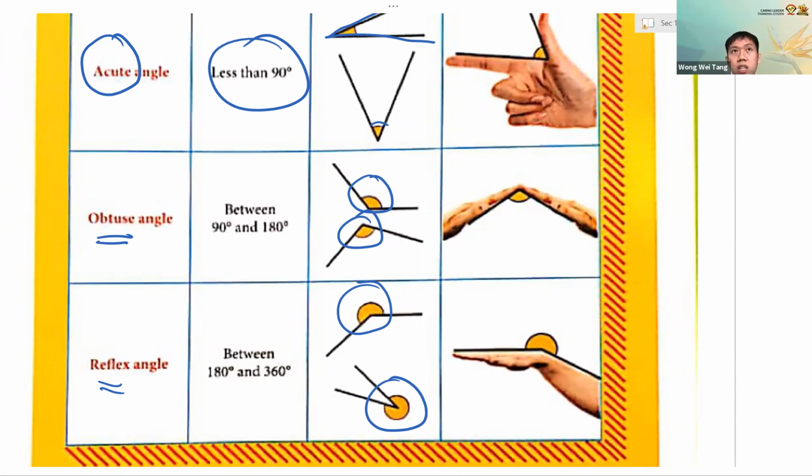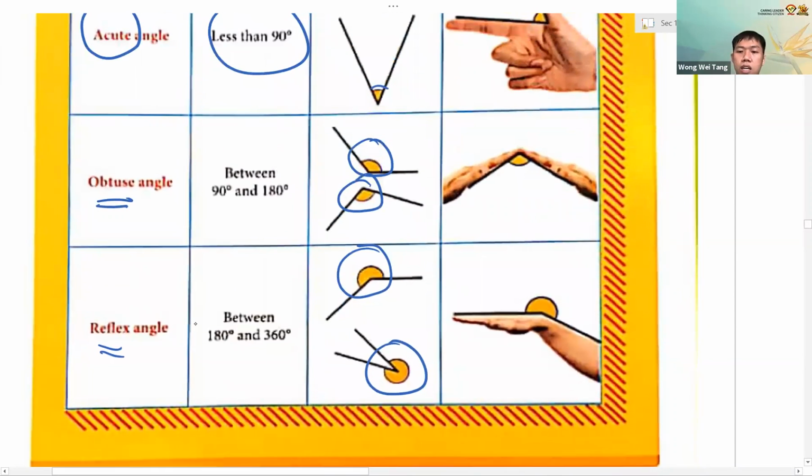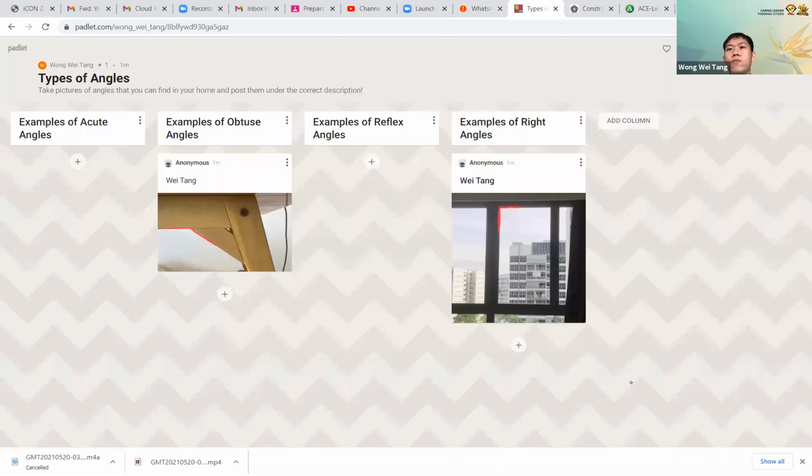Since there are no questions, besides page 1 and page 2, your next task is to go to Padlet. I will drop a link on your Google Classroom. I want everybody to use your iPad. Go around your house taking pictures of examples of acute, obtuse, reflex, and right angle. I'll show you what the Padlet looks like. So this is the Padlet. I will give you all the link later on. I want all of you to identify 4 different angles in your house.